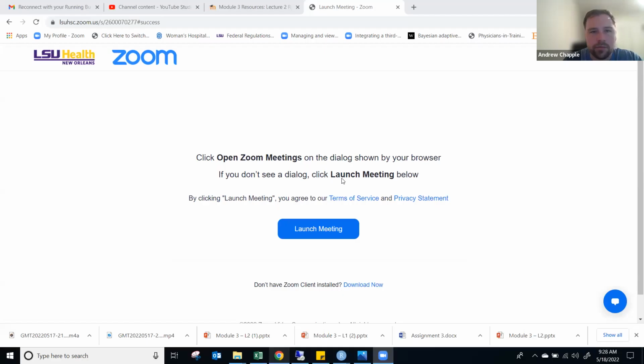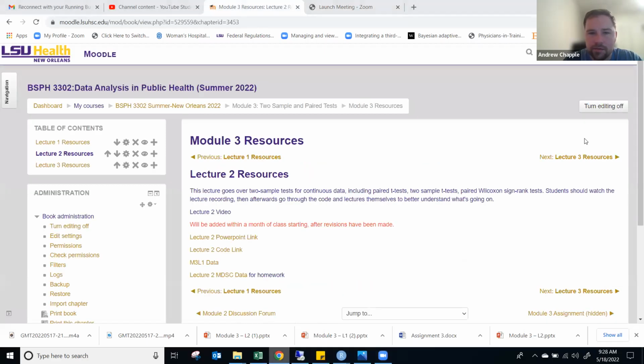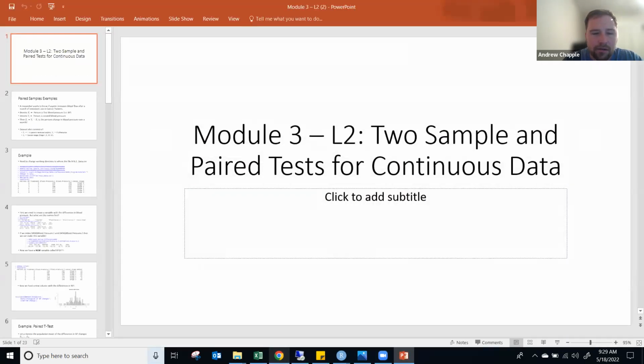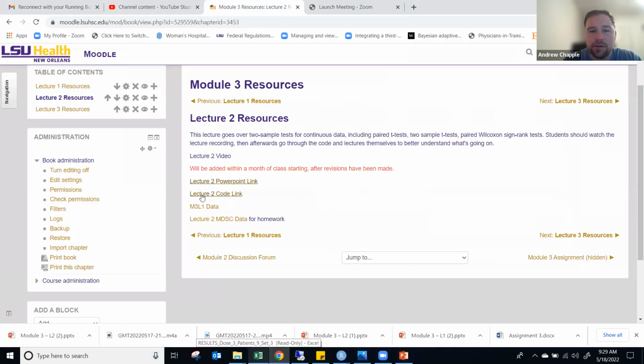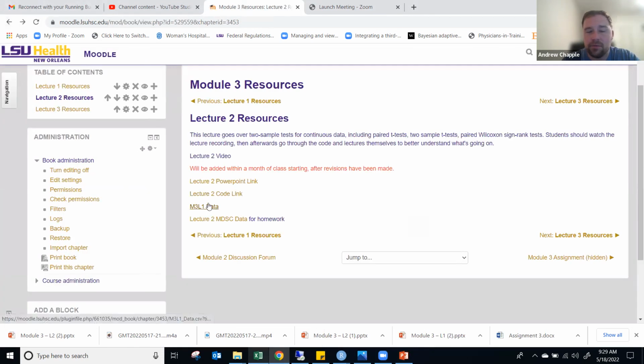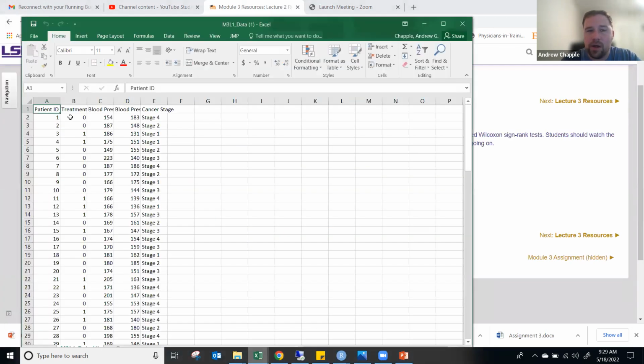Hi, today we're going to be talking through Module 3, Lecture 2. If you go to the Moodle resources, you can see all of these things here. This is the PowerPoint for it. As usual, we have our code, which I definitely encourage you to go through again at the end. The main thing you'll need to change is the folder location to wherever you have this file saved, which is my M3L1 data.